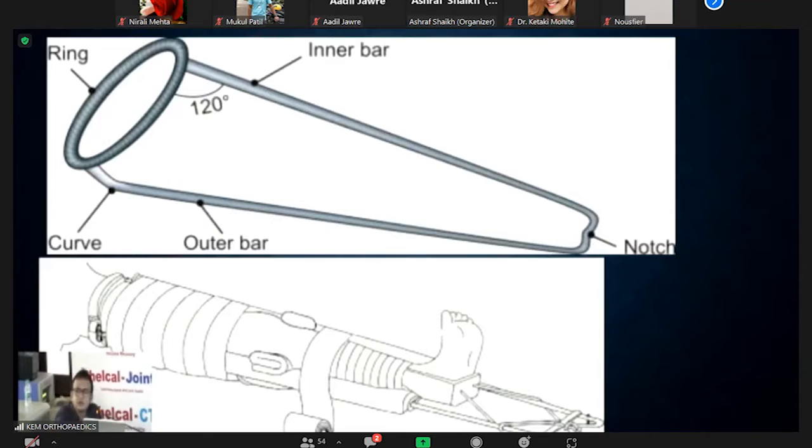Anyone? For TB knee. But why TB knee? Was there any specific reason for that? His wife was having TB. Yes, right. Good. So this is the inner bar, outer bar. This is a curve for the greater trochanter, 120 degrees of angle, this ring.